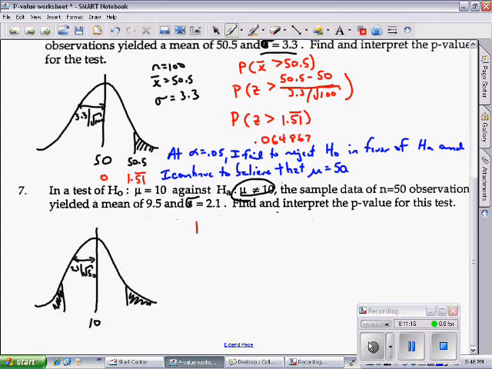And so now I write the question. What's the probability that I would get an X bar? Now 9.5 is down here. So what's the probability I'd get an X bar less than or equal to 9.5? And I know, since it's a two-sided test, I need to double that. So that's 2 times the probability that Z is less than or equal to 9.5 minus 10 over 2.1 divided by the square root of 50.